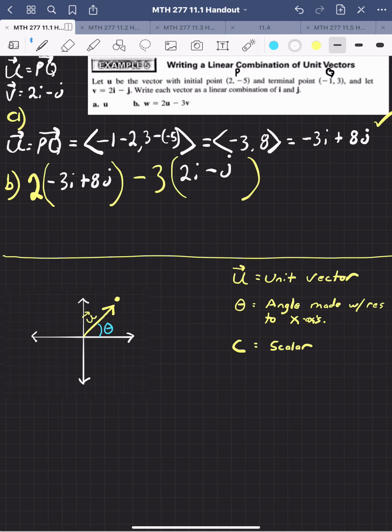All right, I'm going to go ahead and just get us to the answer. At this stage, you would just distribute and then combine like terms. Okay, so distribute and combine like terms. The answer is -12i plus 19j.